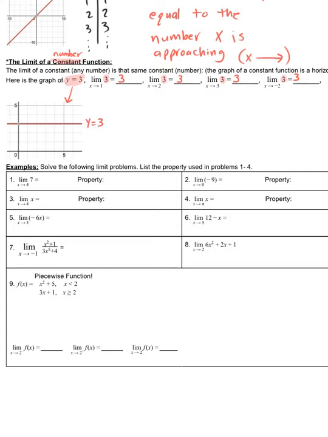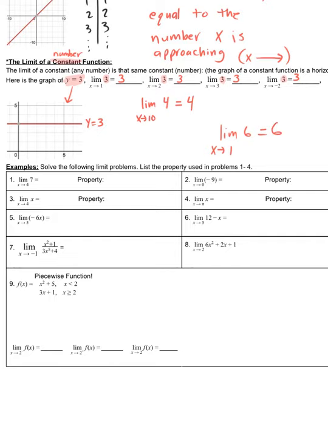If I did a couple others, let's just practice. What about the limit as x approaches 10 of 4? The limit of a constant is that same constant. Let's do another one: the limit as x approaches 1 of 6. The limit of a constant is that same constant.